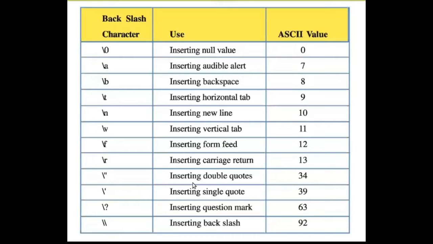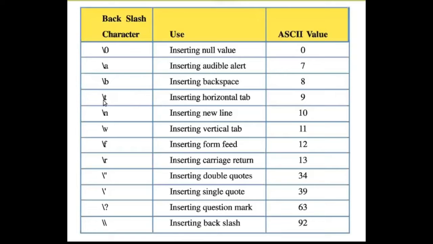ASCII is what? American Standard Code for Information Interchange. Here you can see that the first is the null value, that is \0. Then when we use \a, it is an audible alert. Then there is backspace, and horizontal tab \t, which we are going to use in our program, and you will find its output. Then \n to insert a new line in your program. Then \v is vertical tab.